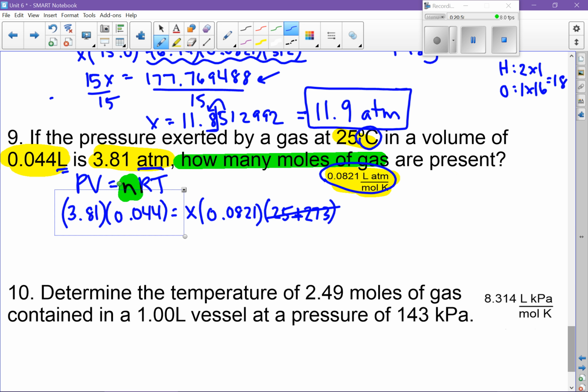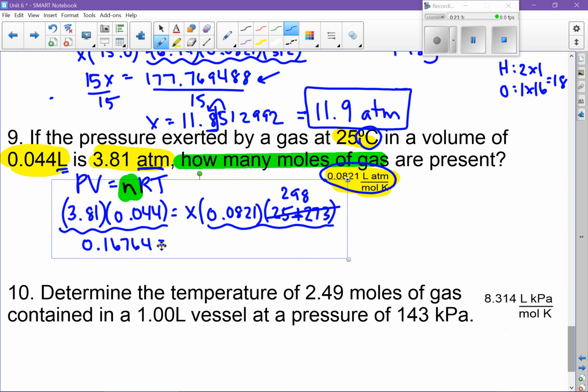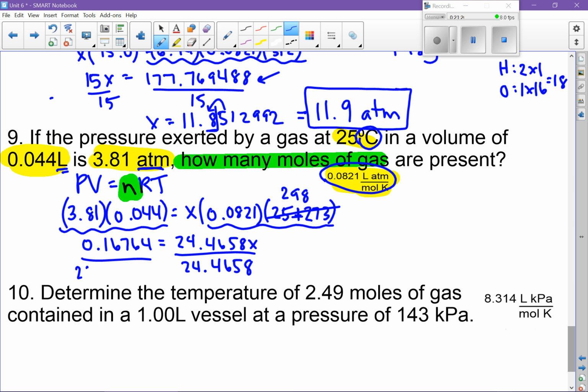When I do that addition there, I get 298, and then let's do some multiplying. Combine your like terms. So 0.16764 over here, and 24.4658 and X. Divide by that. Alright, X equals, put that into your calculator. You get a very tiny number. 2014, but it doesn't matter.